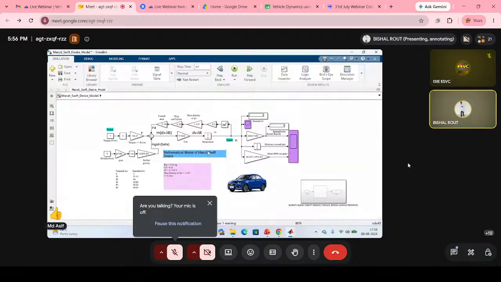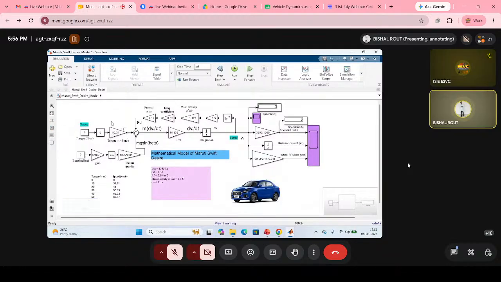So I'm sorry, guys. Okay, I'll just quickly go through it. This is nothing but a mathematical model of a Maruti Suzuki Swift Dzire, right? And you can see this is the Swift Dzire model. And here you can calculate a torque. Here in this particular gain, if you apply a certain torque, let us suppose it is 0, 10, 20, 30, 40, then you can get the value over here.